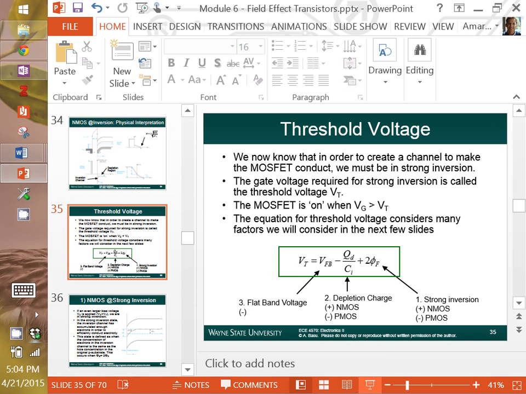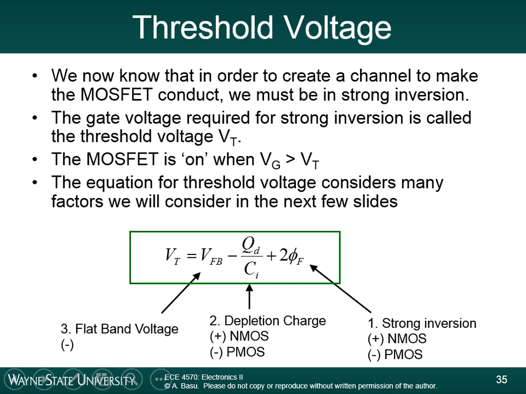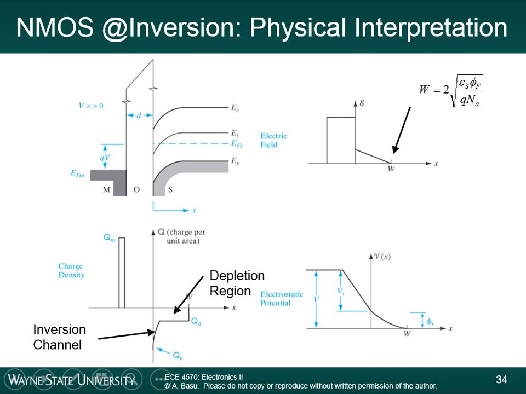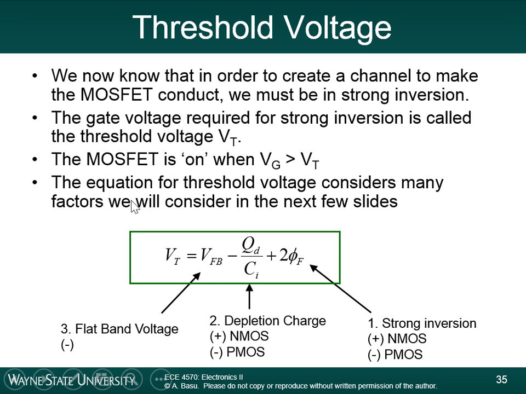All right, so continuing talking about threshold voltages. We know that in order to create a channel to make the MOSFET conduct, we have to have strong inversion. And so we just went through this electrostatic analysis of what strong inversion actually is. And so the gate voltage required for strong inversion is called the threshold voltage. And the MOSFET is considered to be on when VG is greater than VT.